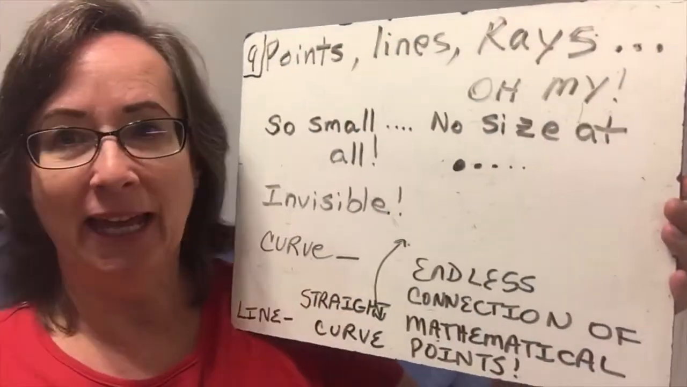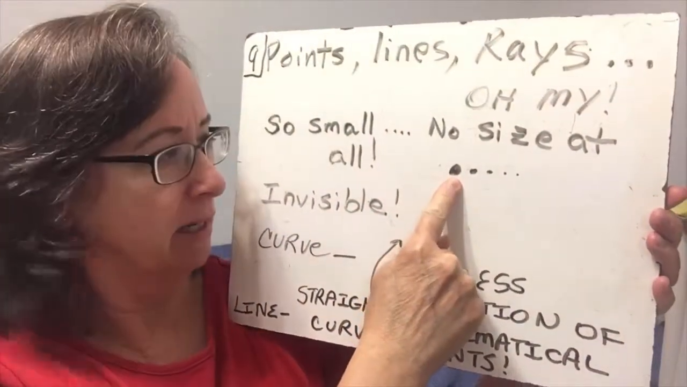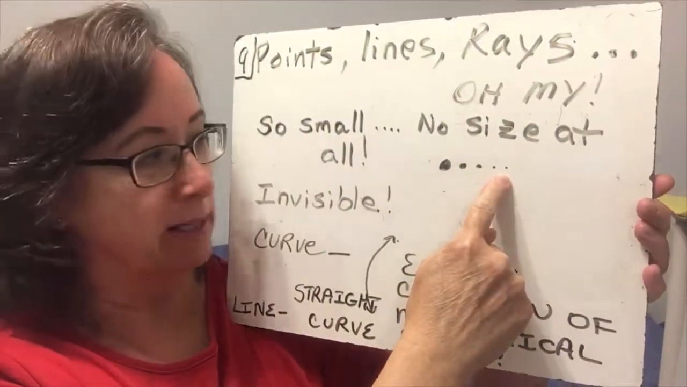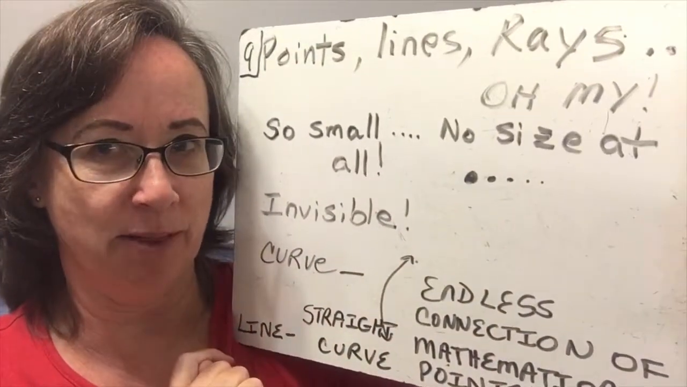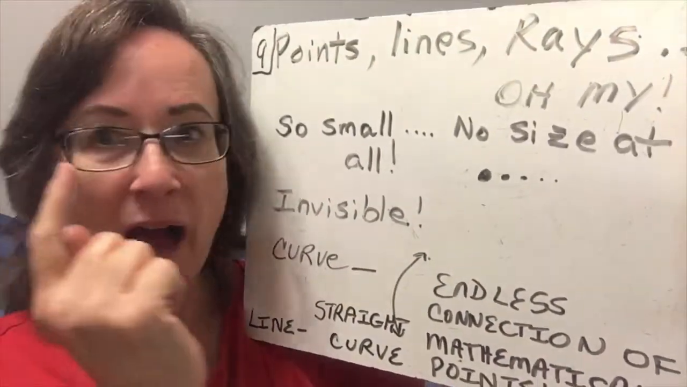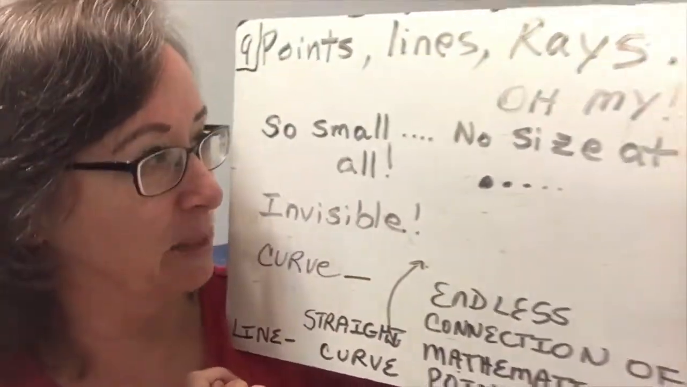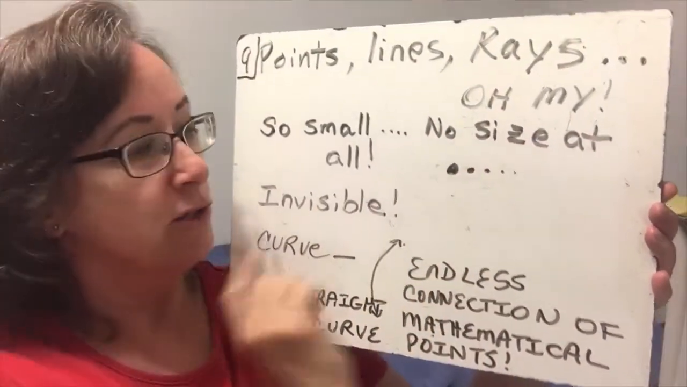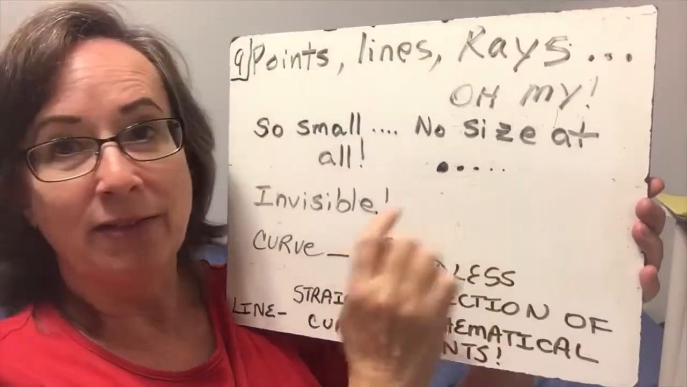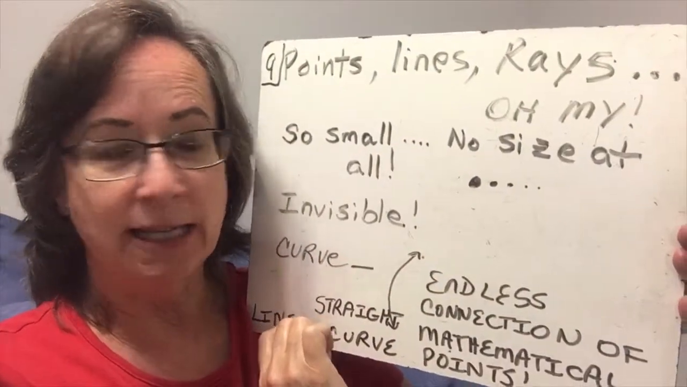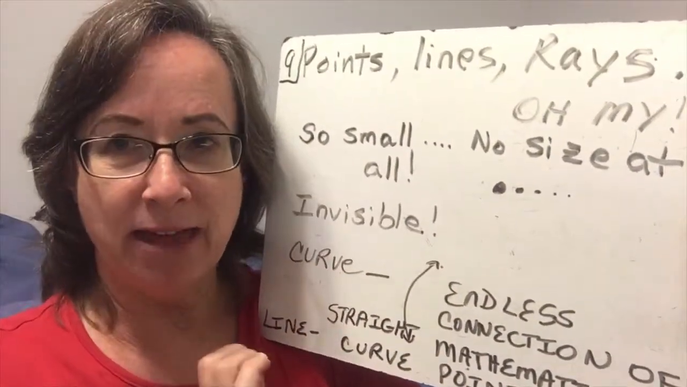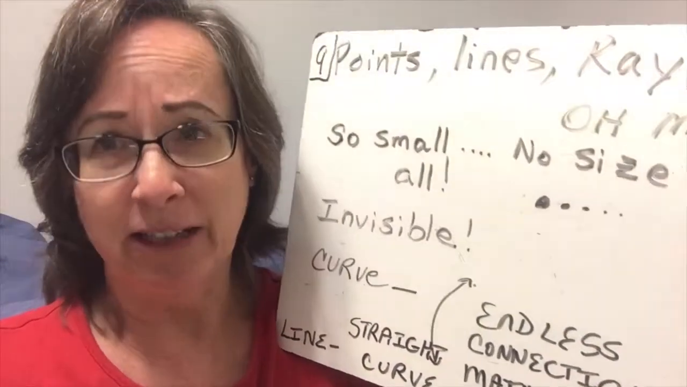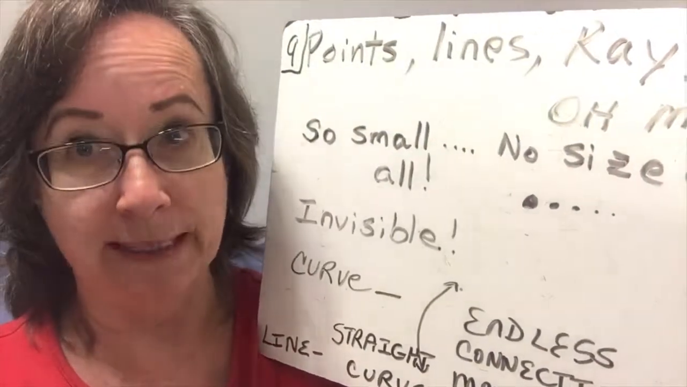Okay, so here is a point. No, not really. Maybe that. Or that, or that, or that. Oh no, none of those are points. A point is a concept. It's an idea of a location or a spot. So a point is so small, it has no size at all. So if you kept on decreasing the size of this little dot until there was nothing there except a location or a spot, that would be a fairly good definition of a mathematical point.